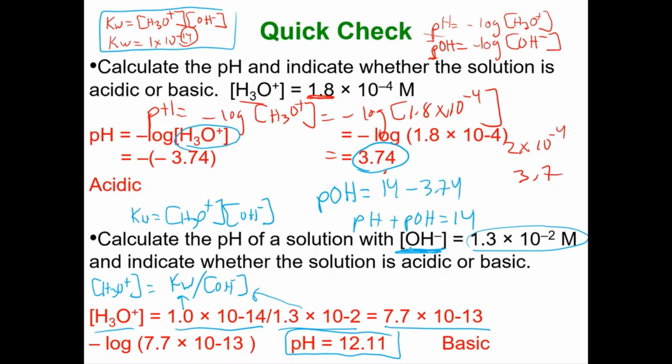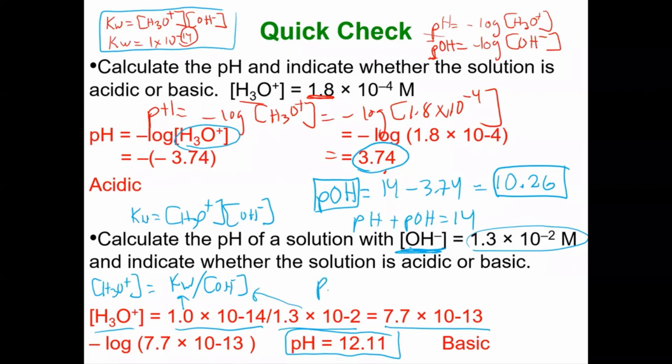So this top problem, and I'm going to erase some things because I'm kind of running out of room here, right? It would be a 10.26 pOH. What would the pOH be in this one? It would be 1.89. Exactly. So the quick and easy way is just take this and subtract it from 14. And you get 1.89.